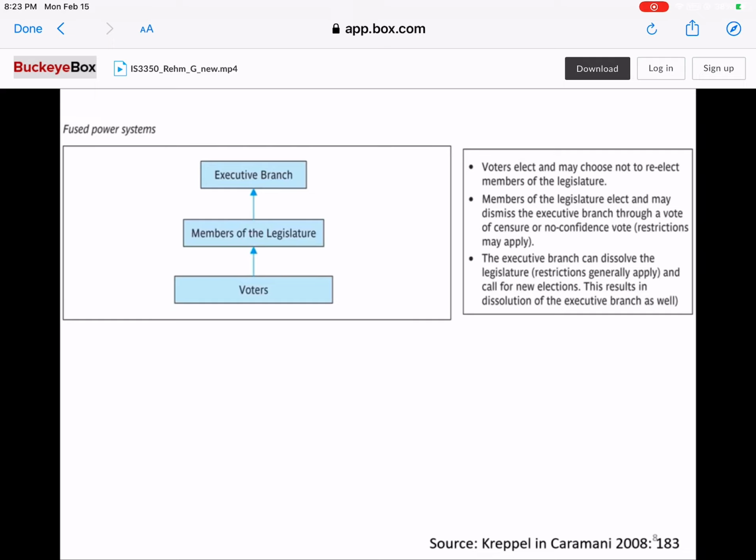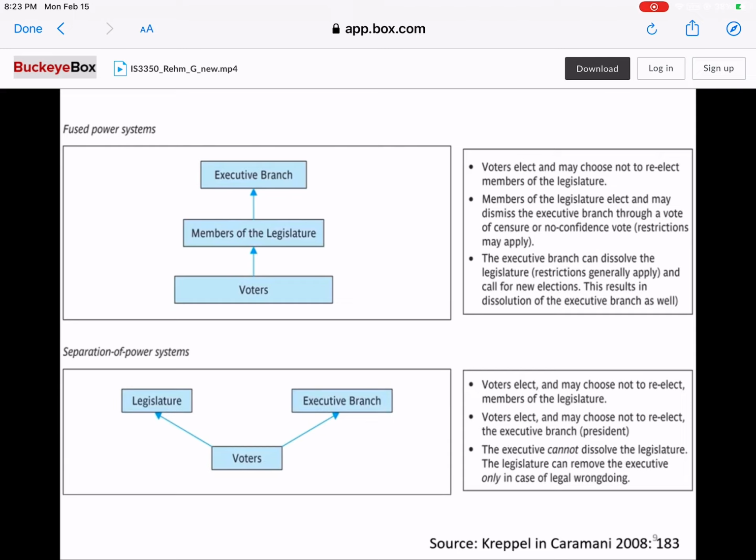So voters elect and may choose not to re-elect members of the legislature. Members of the legislature elect and may dismiss the executive branch through a vote of censure or non-confidence vote. So in most parliamentary systems, the members of the legislature or the parliament can fire the executive branch. So they hire and fire the executive branch. Often, but not always, the executive branch can, in turn, dissolve the parliament and call for new election.